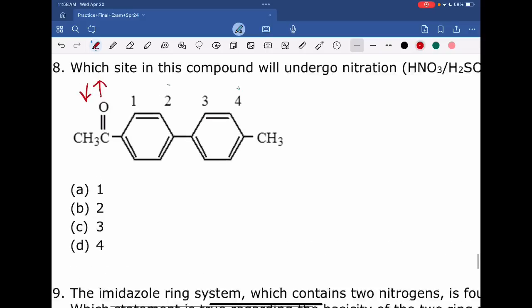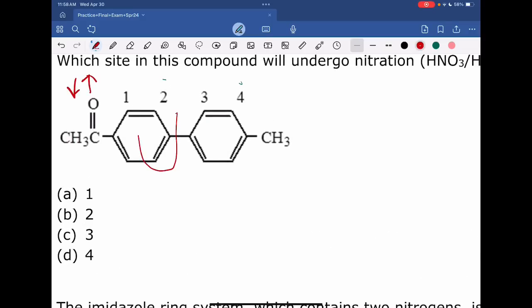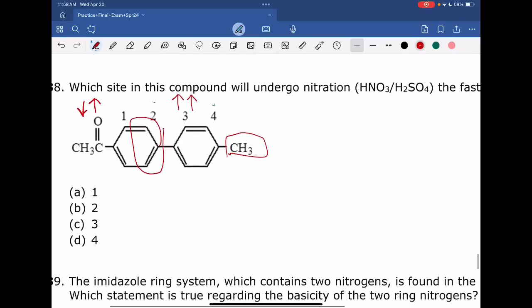And the one on the right is also activated by this, so that arrow makes sense. And then also activated by this methyl, so 2 up arrows. So since the ring on the right is much more activated than the one on the left, we can right away get rid of 1 and 2. And now it just comes down to 3 and 4. What's the difference between 3 and 4? I think it's just sterics.